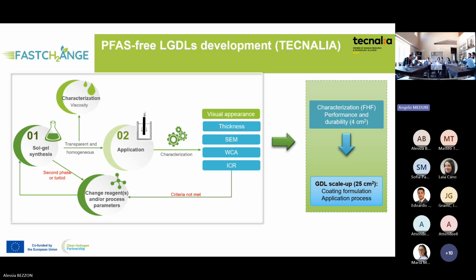And then we analyze the preliminary analysis: visual appearance, thickness of the coating, then characterization with SEM, water contact angle, and interfacial contact resistance. In case this doesn't go well, or we consider that it needs optimization, that's where we are now. We change reagent, we modify everything, and we go on again.